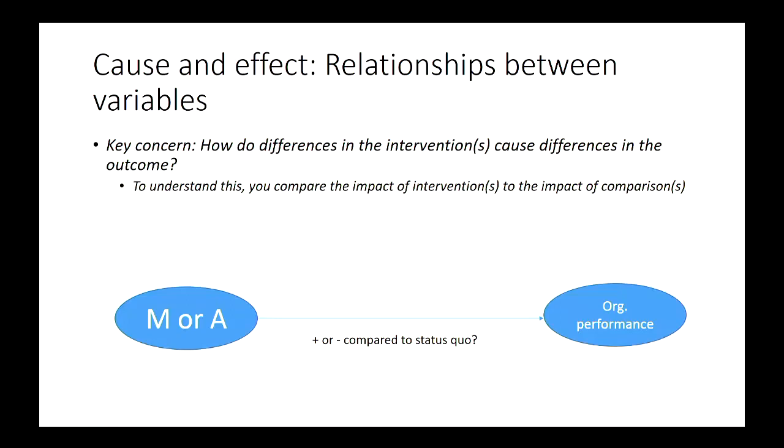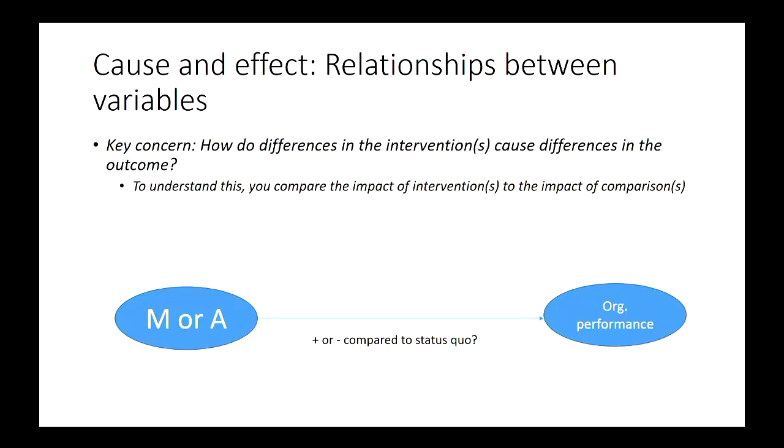So if you were to measure it, maybe you would look at a population of organizations, right? And for each of those organizations, you would measure whether or not they had engaged in a merger or acquisition. And you would compare the performance of those organizations that had engaged in a merger or acquisition to the performance of companies that had not engaged in mergers and acquisitions. And you want to see which one is higher, right?